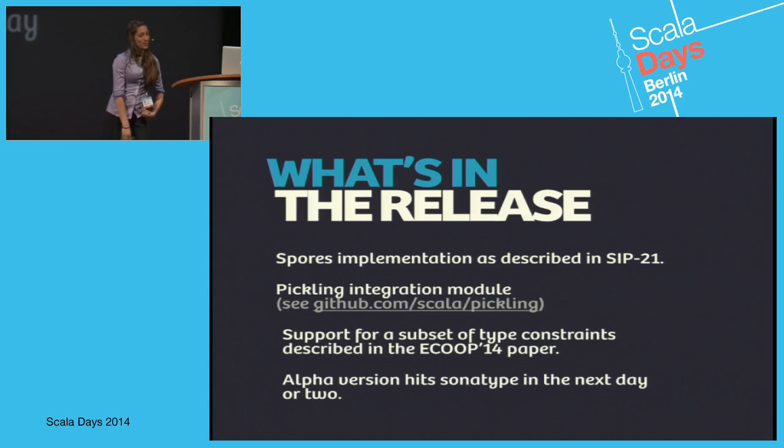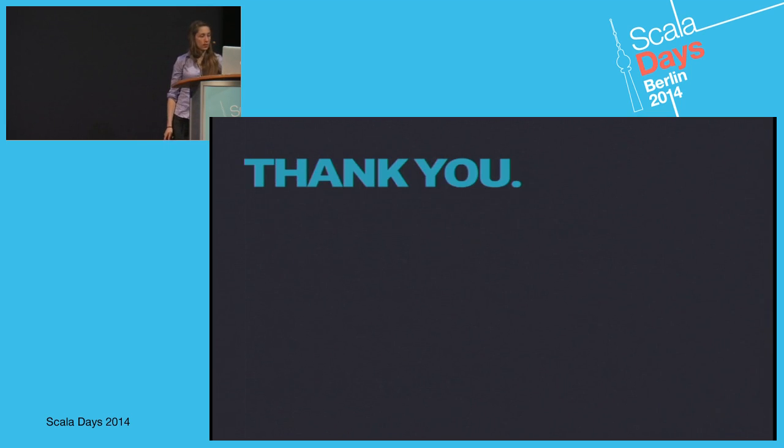We've also implemented a subset of the type constraints that are described in this eQuip paper, which are on a separate branch. We should have this alpha version on Sonatype within the next day or two, or by the end of the week, but very soon. And actually, I think that's it. If anybody has any questions, we have plenty of time. I think I'm 10 minutes early.